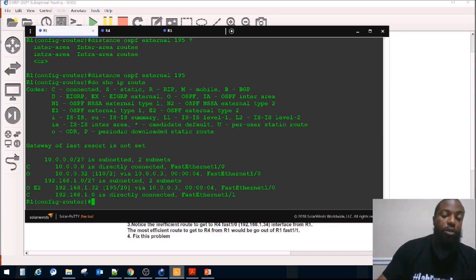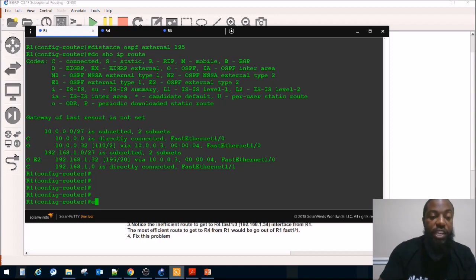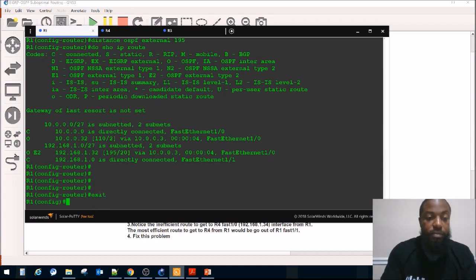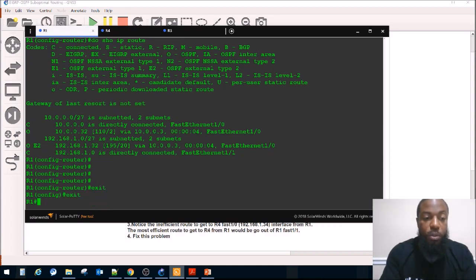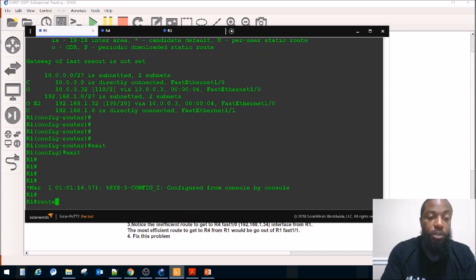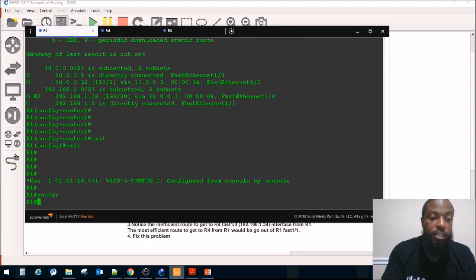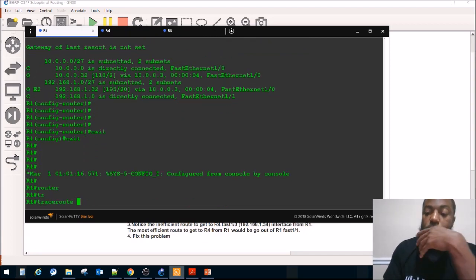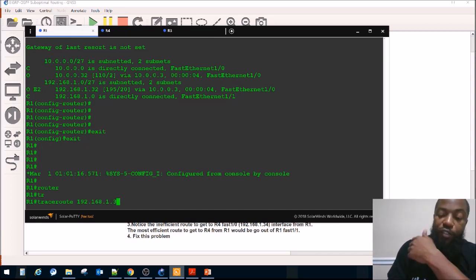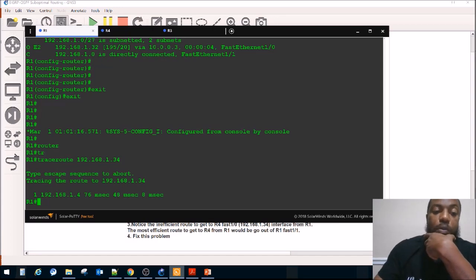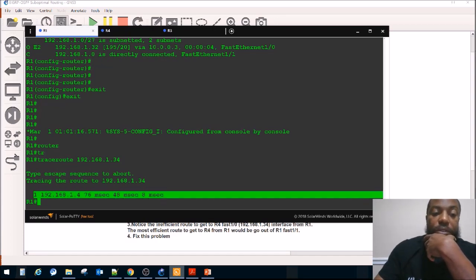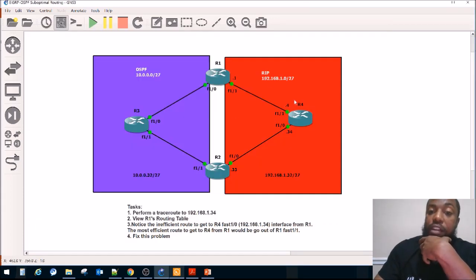So let's go ahead and do a trace route to that location again. Exit. I could have just controlled Z out of that. Learn them shortcuts, y'all. Let's do trace route to 192.168.1.34. And you can see he took a direct route this time. It took only one hop to get there, 1.4, which is right here. So to get to 1.34, he just said take 1.4. That's directly connected to you.